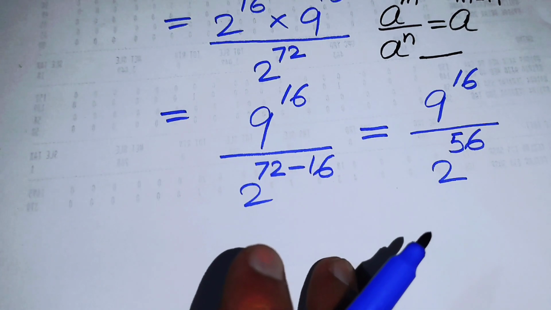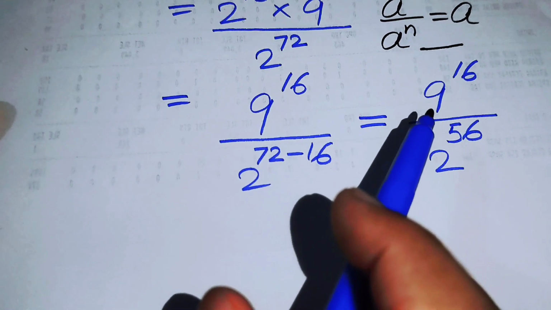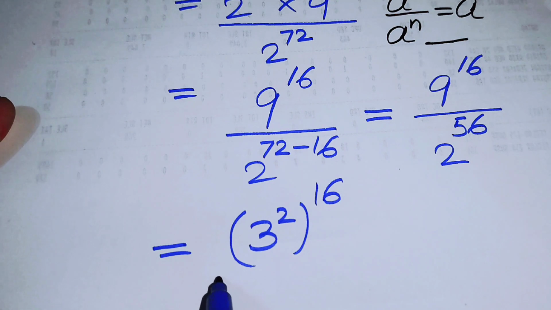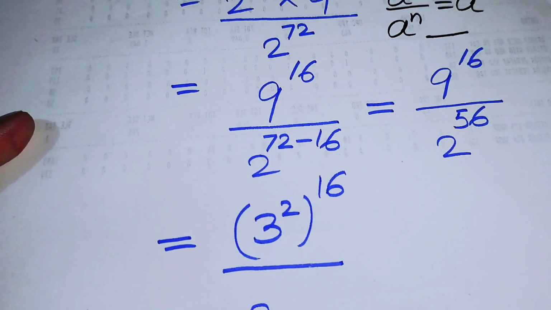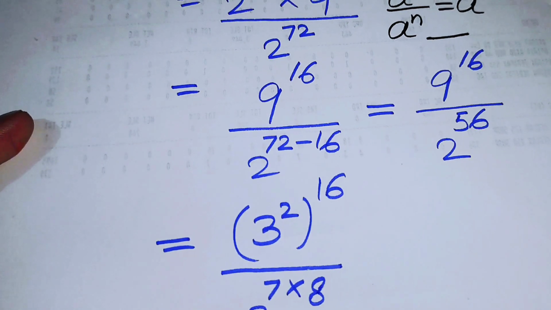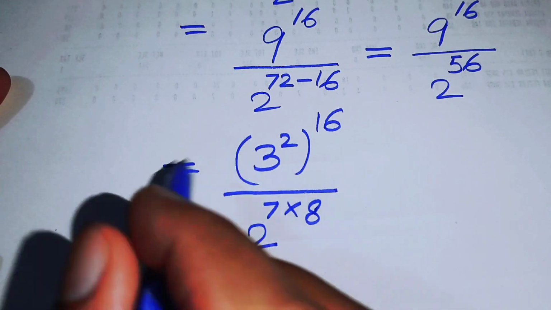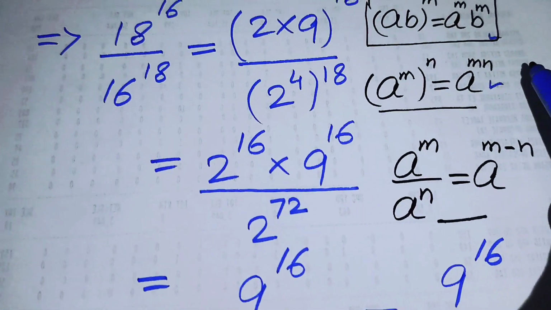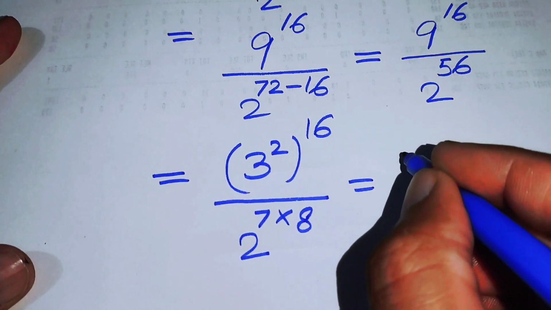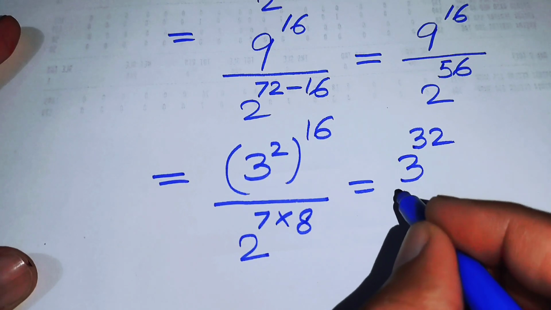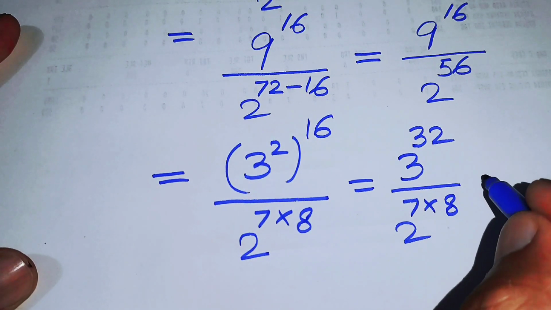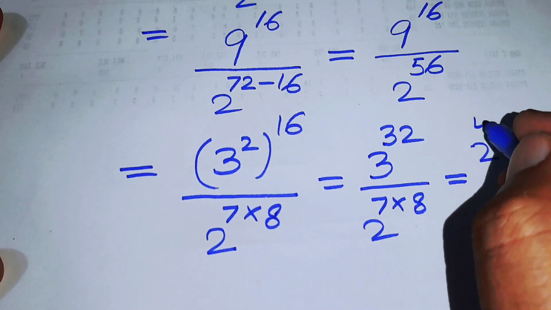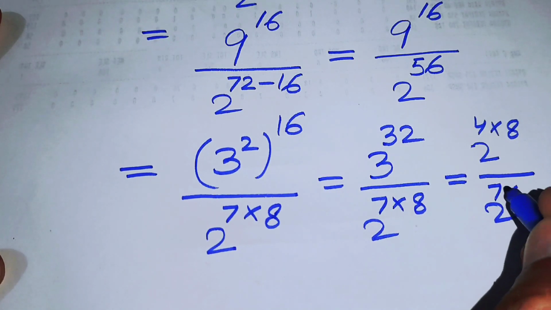Now we can write this 9 as 3 squared, since 9 is equal to 3 squared, and its whole exponent 16, over 2 to the power of 56, and we can write it as 2 to the power of 7 times 8, and you know that 7 times 8 is equal to 56. So now we can simplify this term, and we write it as 3 to the power of 2 to the power 16. We can again use this exponential law, and we get the output 3 to the power of 32 over 2 to the power of 7 times 8. Now we can again simplify, and write this 32 as 4 times 8.